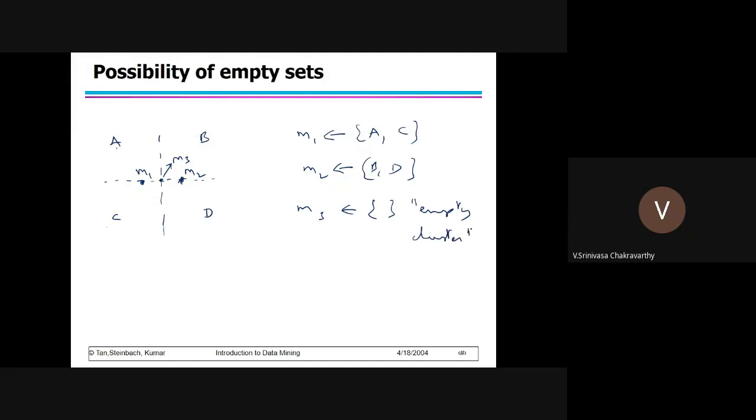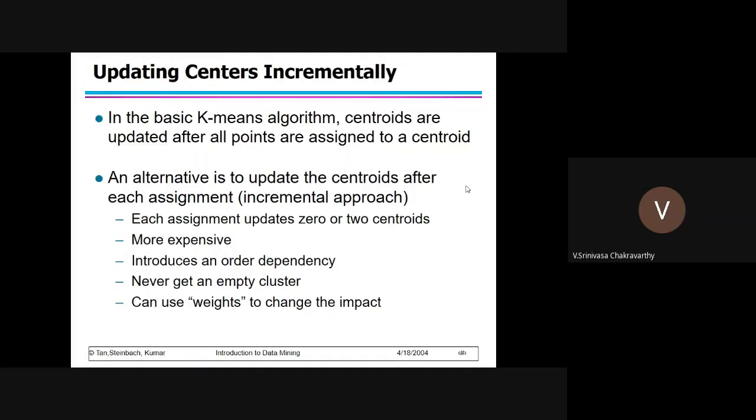So you can produce an empty cluster very easily, right? These two are a couple of problems that you immediately notice about K-means clustering. One way to solve this problem is to update the centers incrementally.